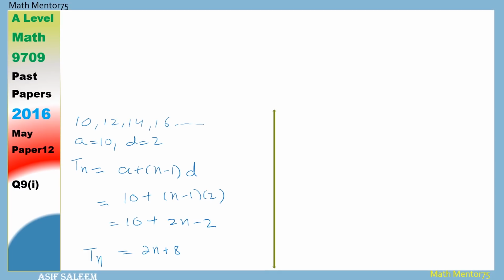Now in the A part, we have to find out how many liters of water is lost on the 30th day. It means n is 30. So replace n with 30 in the general formula. So we have 2 times 30 plus 8. So it is 68. It means we lose 68 liters of water on the 30th day. On the first day, the loss was 10, second day 12. On the 30th day, the loss is 68 liters.